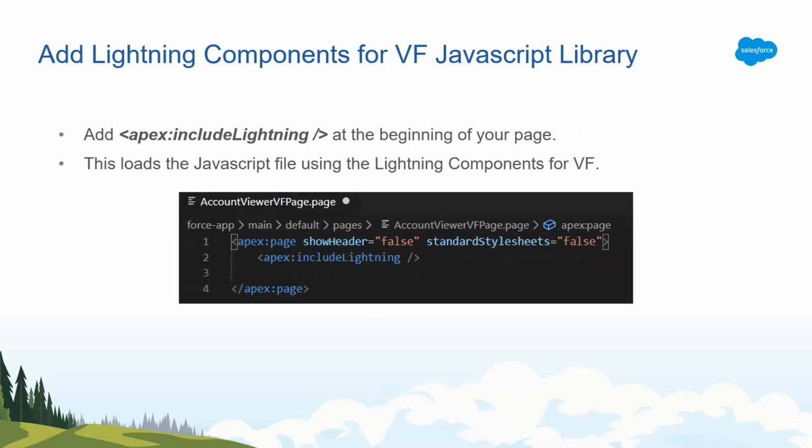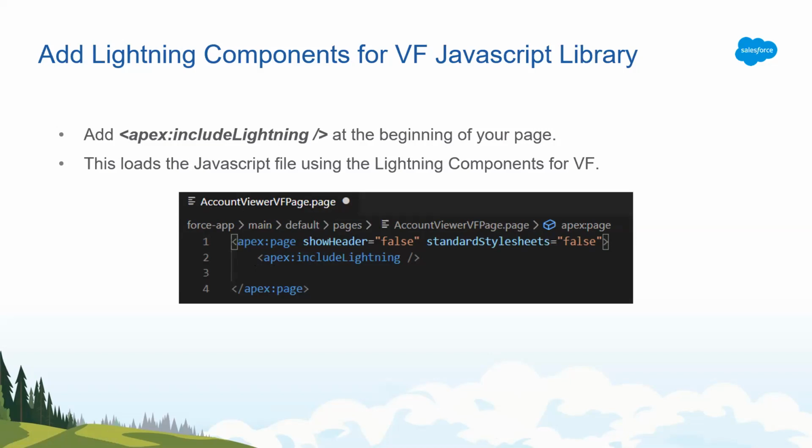Now the second step is basically to load the JavaScript file for Lightning components for the Visualforce page. It's a JavaScript file that we need to load. In order to do that, when you create a Visualforce page, you just have to put a tag that says apex:includeLightning. This will help us load all the necessary JavaScript files required to load a Lightning component on your Visualforce page. Just a very simple tag.